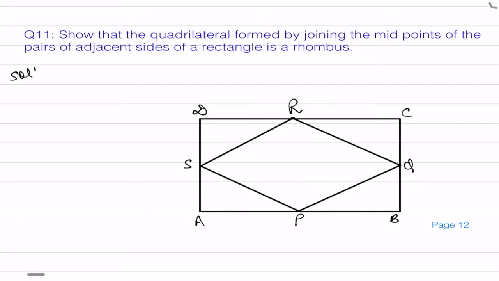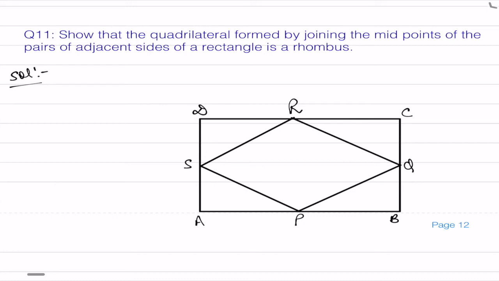So what is given? So what we have to prove, PQRS is a rhombus. So for that we need to prove any one of the properties of the rhombus. So here we will prove all the sides of this quadrilateral are equal. If all sides are equal, hence it's a rhombus.